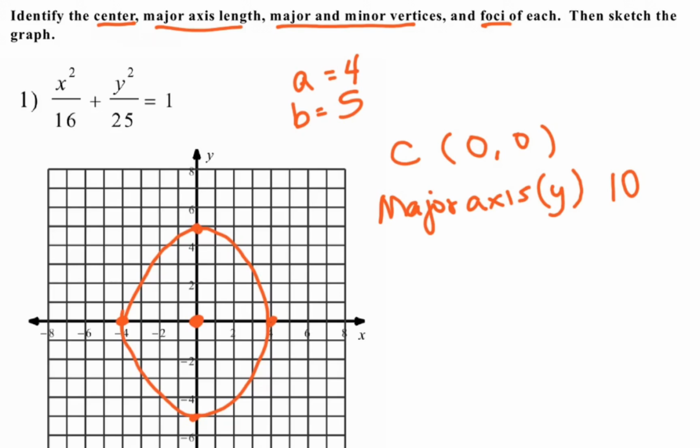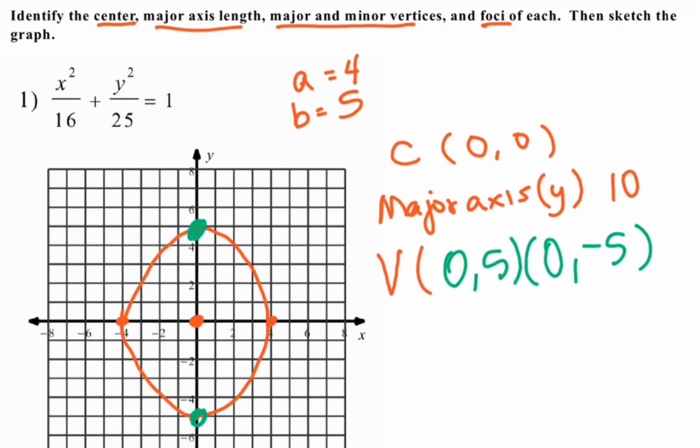Okay, the vertices. So the regular vertices are going to be on your major axis. And so those vertices are (0, 5) and (0, -5). The minor vertices, or the co-vertices, are going to be (4, 0) and (-4, 0).